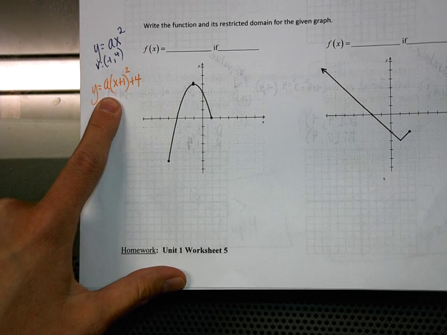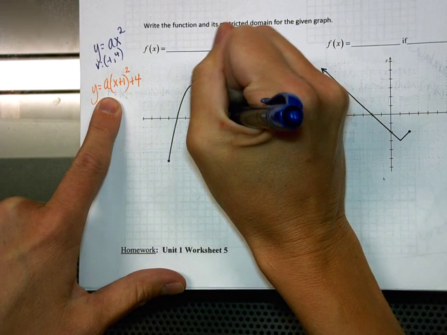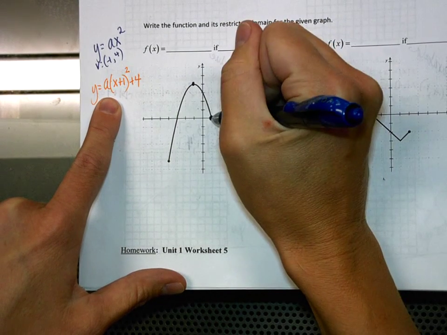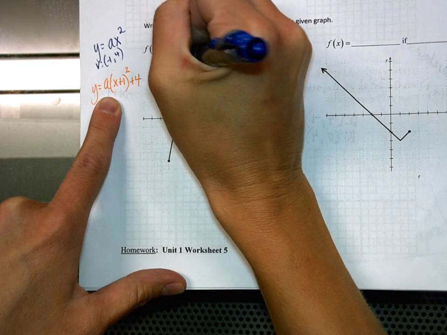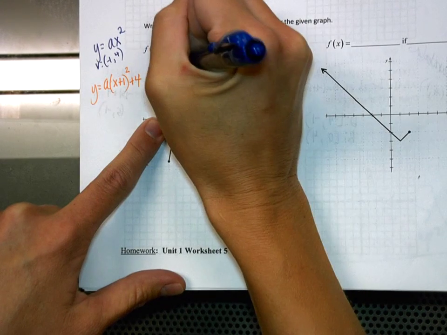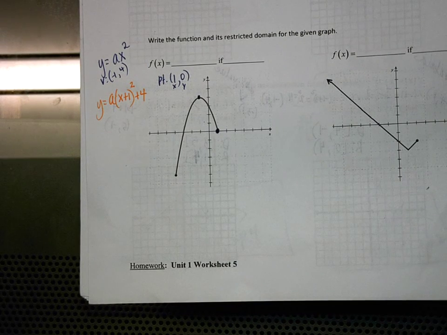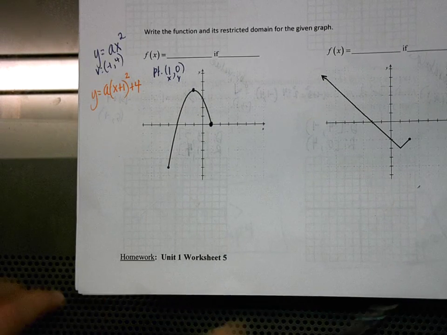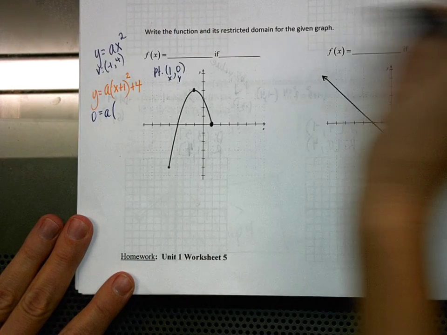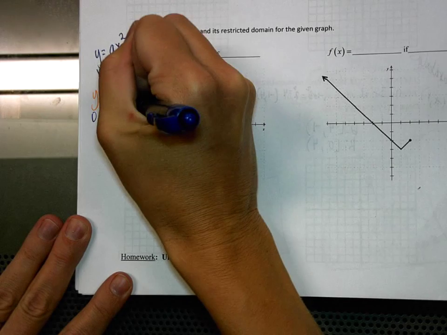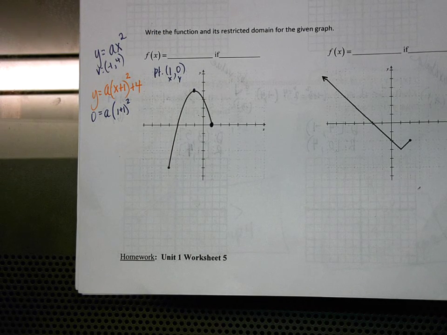Okay? And so I'm going to choose a point on the graph. I'm going to go ahead and choose this point right here. And what ordered pair is that point? 1, comma, 0. So this is my x and this is my y, and we're going to plug this in here and solve for a to make sure we actually have the correct a value. So I'm going to have 0 equals a parenthesis 1 plus 1 squared plus 4.